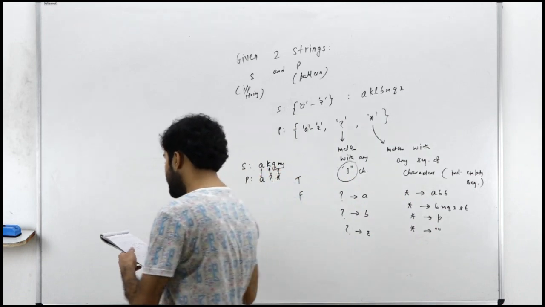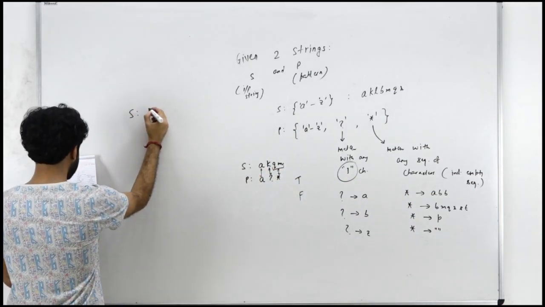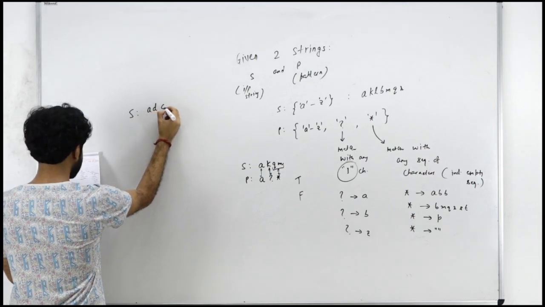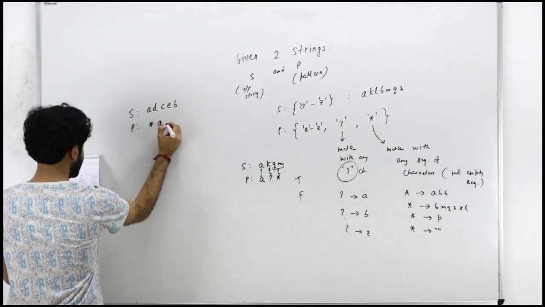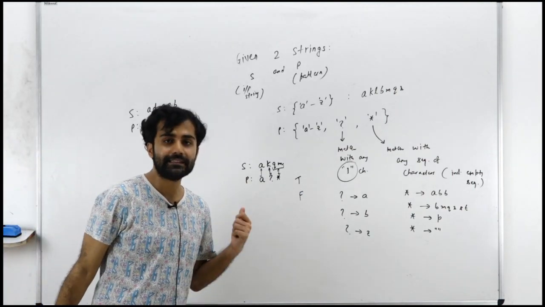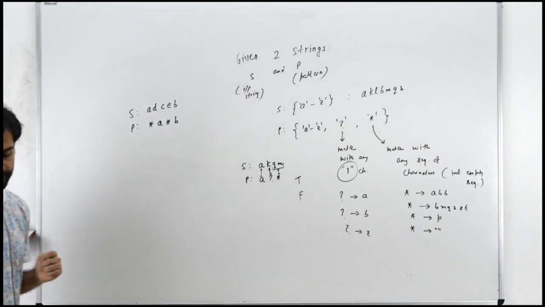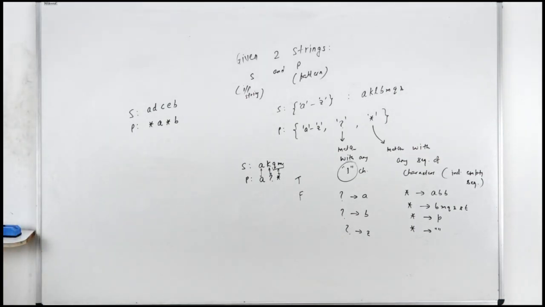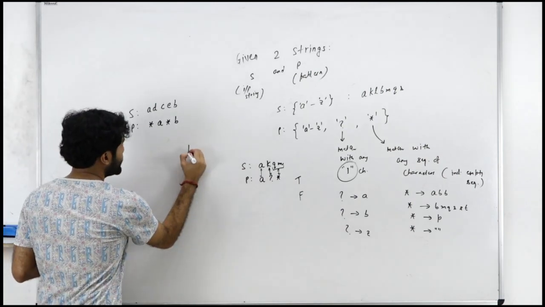Okay, now let's take some other inputs. So let's say I give you S, which contains A, D, C, E, B, and I give you P, which contains star A, star B. Please pause the video for a while on your own and think what should be returned here. Should I return true or should I return false? So the correct answer for this is I should return true.